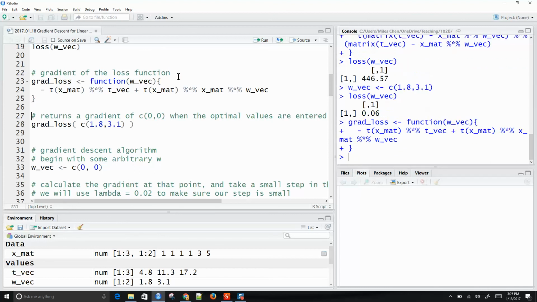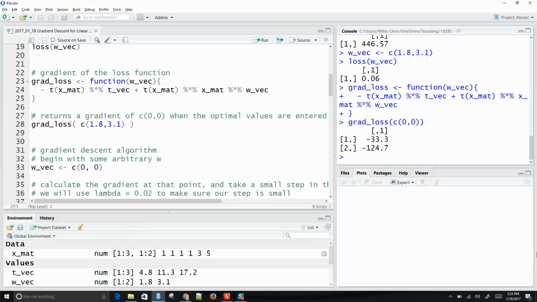So let's say my w vector is 0, 0. I can ask, what is the gradient at the vector 0, 0? And it says our gradient is negative 33 for the intercept and negative 124.7 for the slope. If I plug in the values 1.8 and 3.1, which we know to be the optimal solution, what should the gradient be at the optimal solution? 0. The gradient should be 0.